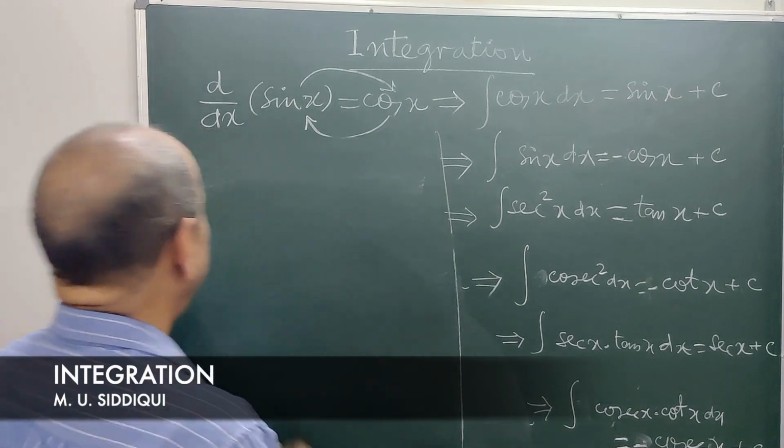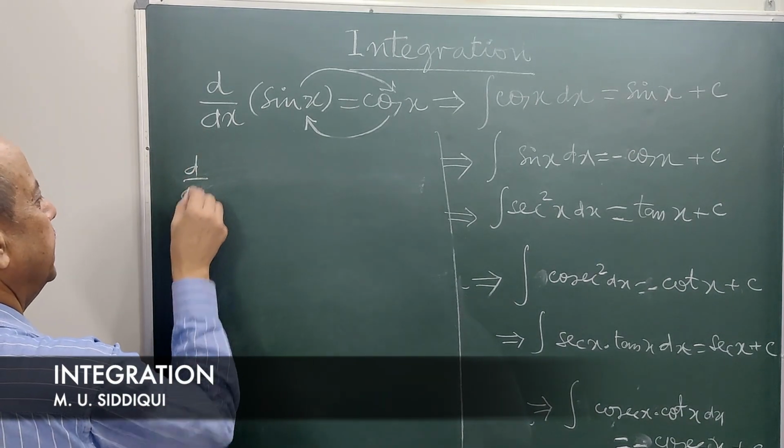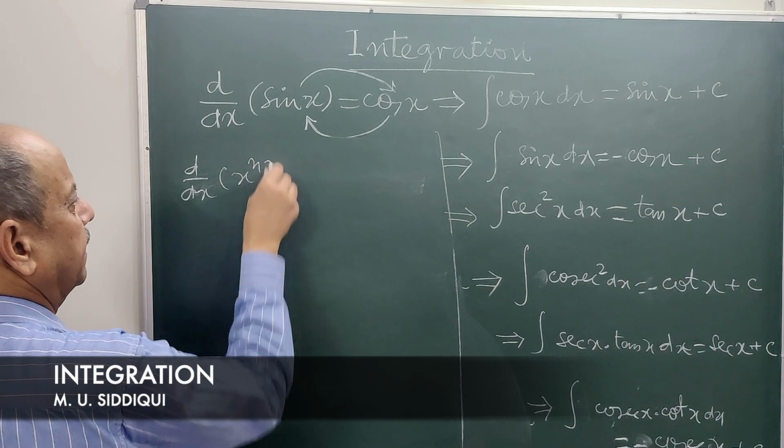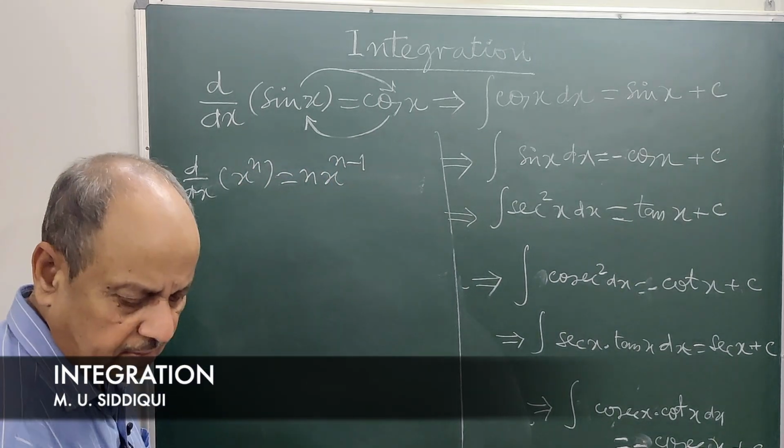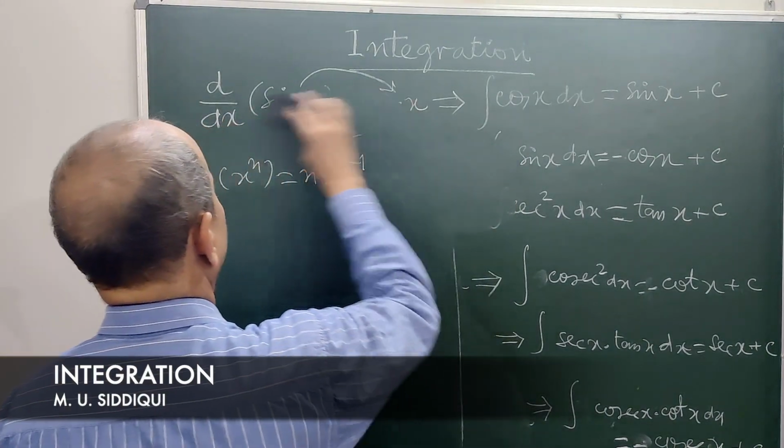If you had the differential coefficient of x to the power n, it was n x to the power n minus 1. Let us translate this also.